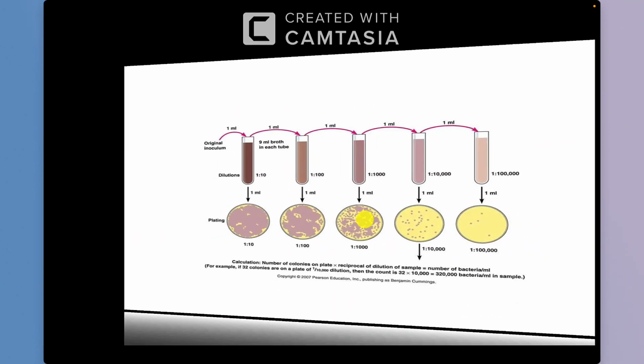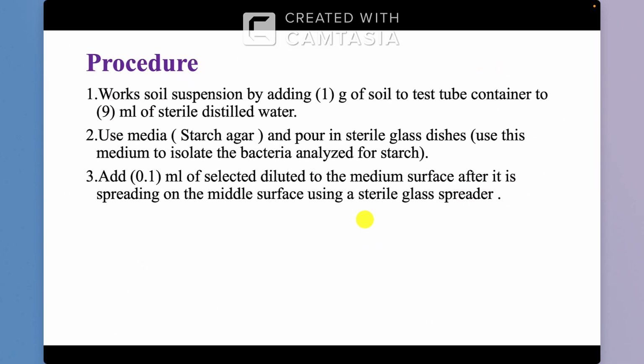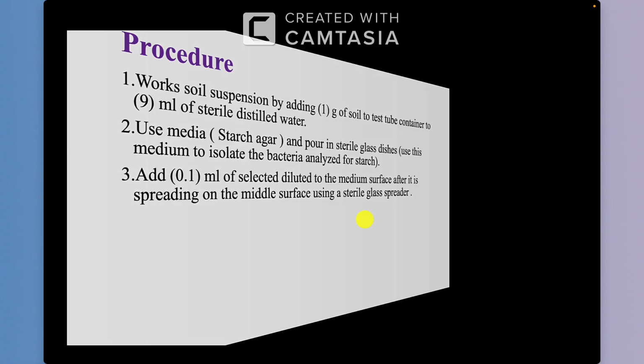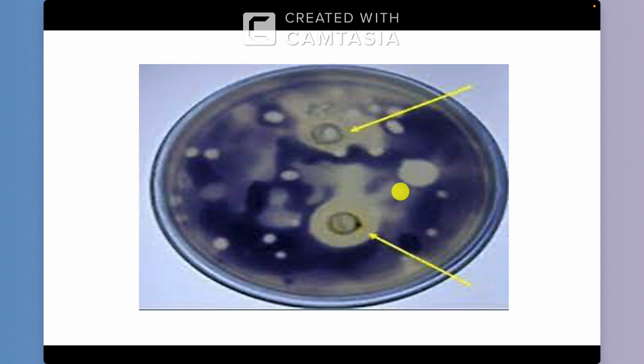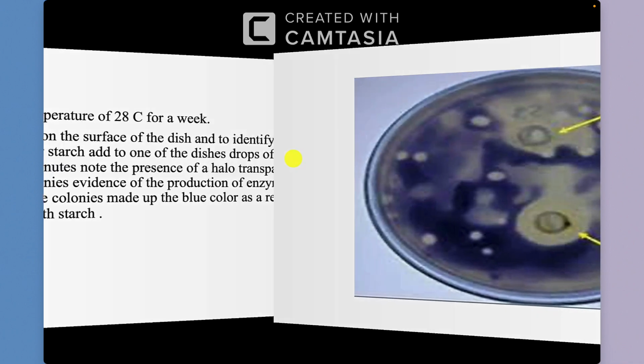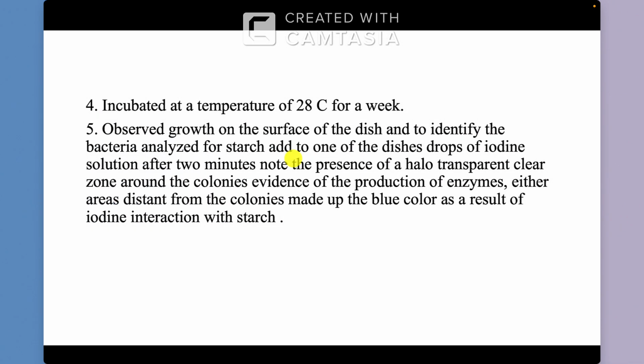This is the dilution, as I said, and the procedure as I just described: 1 gram to 9 milliliters, and the dilution. And look, this is the zone around the colony, and you detect it by iodine. So this is the detection of starch degradation and starch hydrolysis, of course.